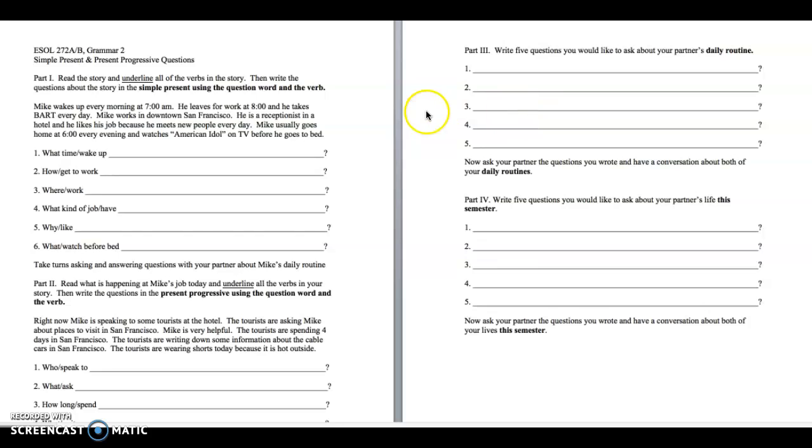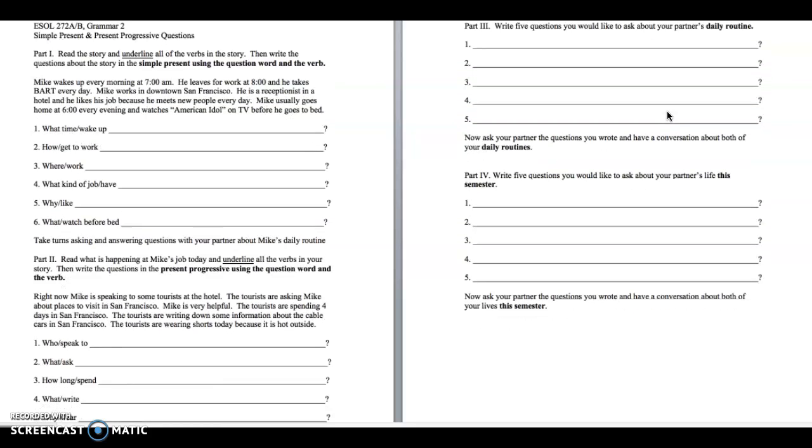Then for homework, what I had them do, on the second page here, is write 5 questions that they would like to ask about their partner's daily routine. So what time do you get up in the morning? How often do you go to school? Or what time do you do your homework at night? Or what time do you eat lunch, etc.